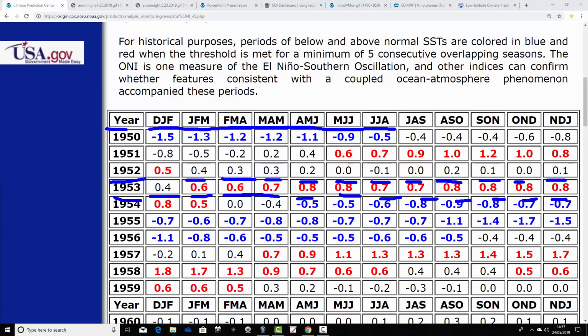And of course this is what ENSO is. It's the cyclical warming and cooling of the Equatorial Pacific Ocean on both seasonal and also yearly and decadal sort of periods. It's almost like the Earth's thermostat at work. When you go into an El Nino, the Earth is turning the thermostat up and releasing heat. But when you go into a La Nina, the Earth is turning the thermostat down and releasing colder temperatures via the Pacific Ocean.